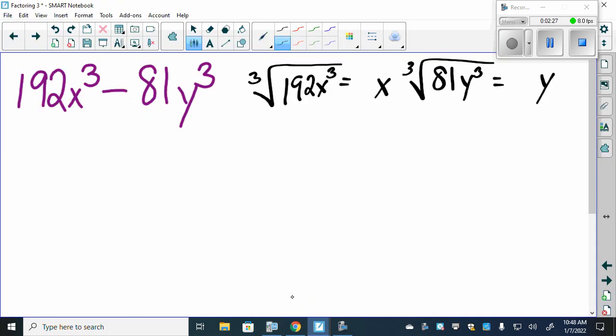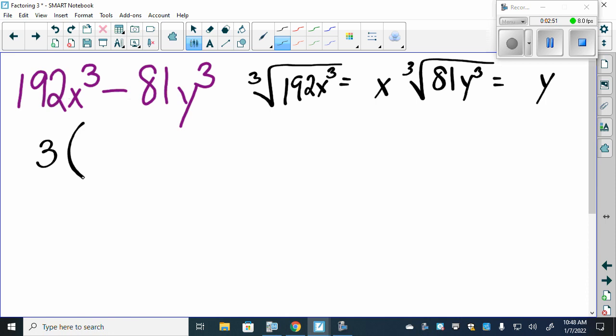So neither one of these is a perfect cube. But is there a greatest common factor between the two? Is there a number that will go into both of these here? Well, it works out that there is one. It is 3. Both of these numbers are actually divisible by 3.